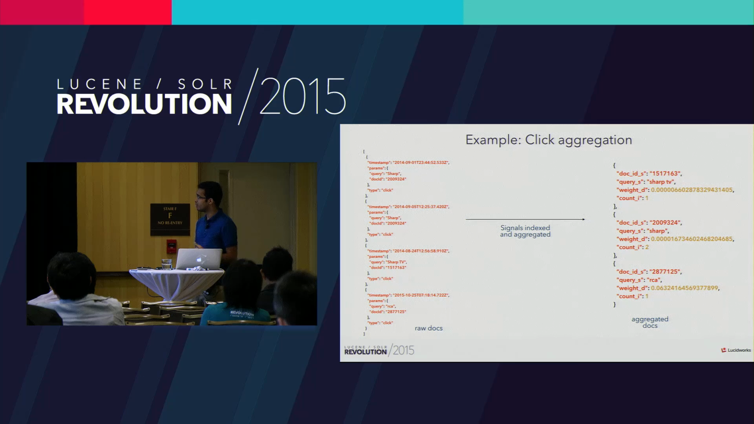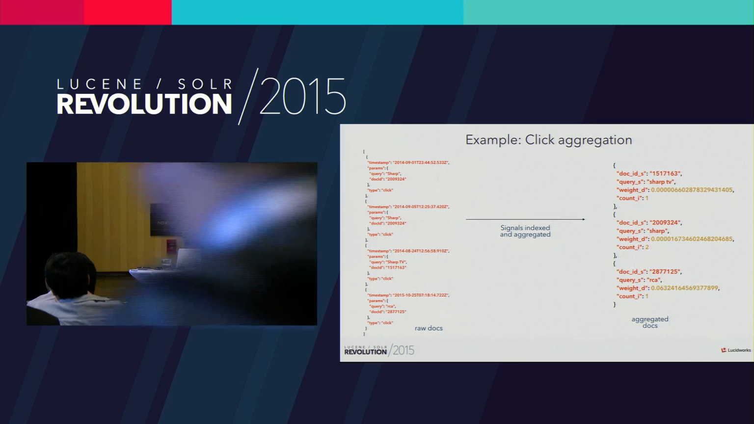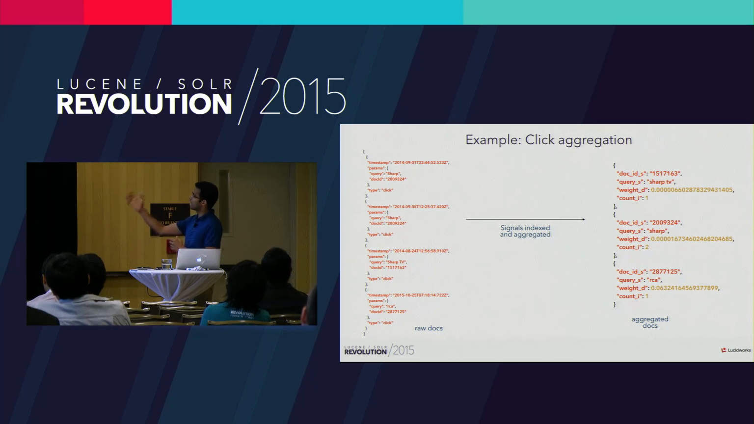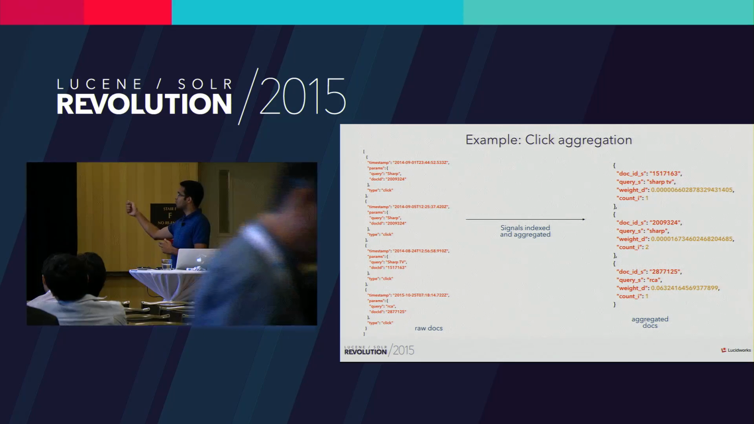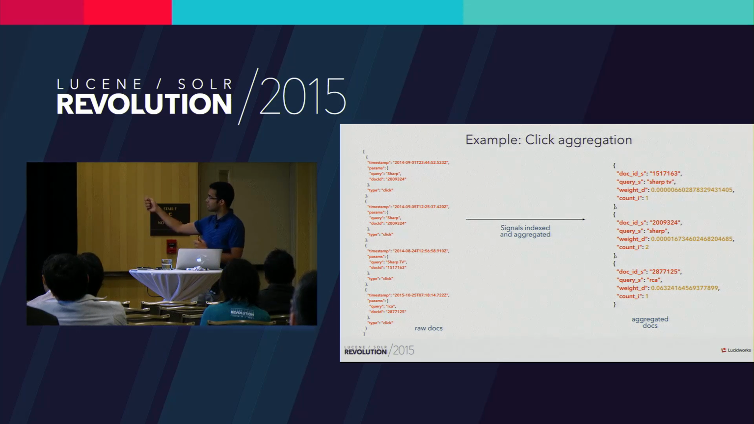Now we take these events and submit them to the Signals API, and once we aggregate them, these are the 3 resulting documents. For example, on the left side, we have 2 documents that have the same query and the same document ID. We take these 2 and result in one aggregation document, which is the second one.